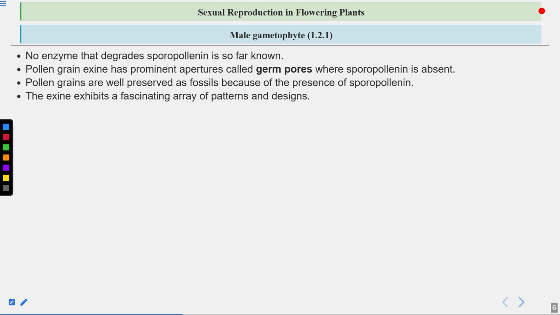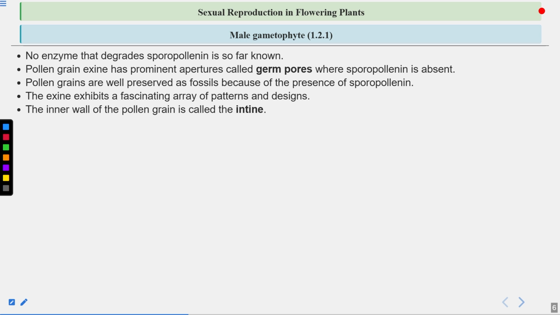So the exine exhibits a fascinating array of patterns and designs. You must remember this line, because in the examination, sometimes in a multiple statement question, they can give something like: the intine exhibits a fascinating array of patterns and designs, right? It comes like that in multiple statement questions. So you must remember the exine is the outer wall of the pollen grain that exhibits a pattern and design, not the intine. The inner wall of the pollen grain is called the intine.